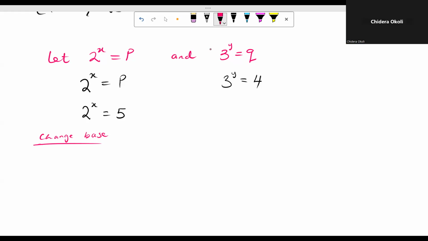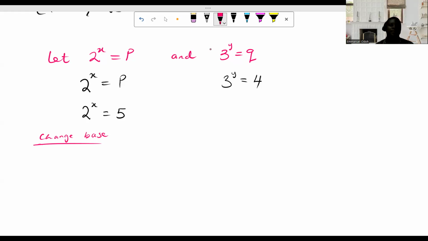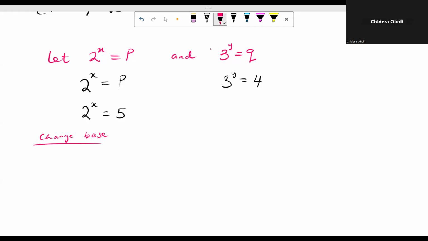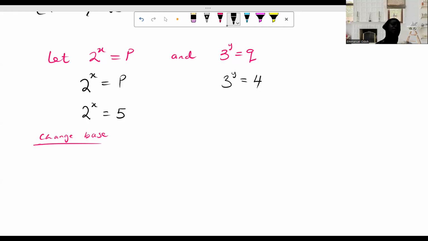Sir, if assuming it was logarithm now, the power x we stand alone, while the 2 we move over to the equals sign and power the 5. That will be x equals 5 raised to power 2. Can it be solved that way?